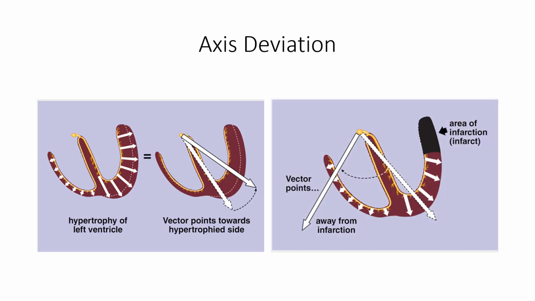On the right-hand side, we can see in this graphic here, the left ventricular free wall has undergone a large area of infarction. As the left ventricle loses mass, it also will lose voltage. And you can see that the normal vector has been dragged over to the right because there is a loss of tissue to help counterbalance into a normal axis position. With this, we might say that the axis moves away from infarction.